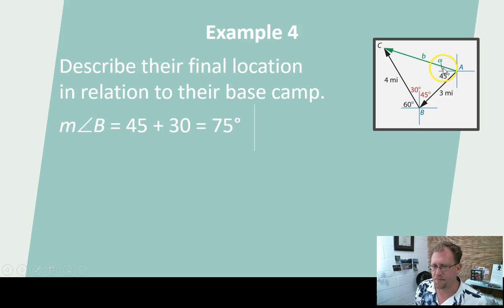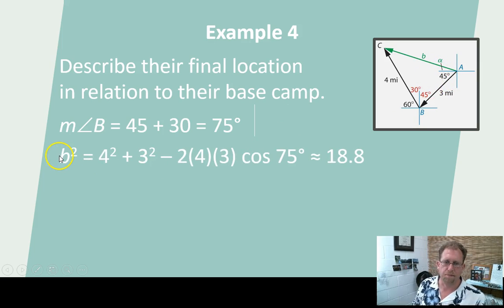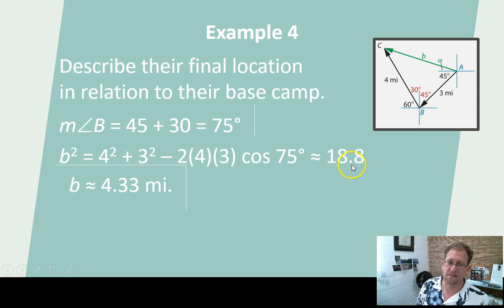This is 45 plus something. I don't know yet. B squared, this side length, the resultant vector, equals the sum of the squares of the two sides I do know, minus twice their product, times the cosine of 75 degrees, this 75 degrees that I found here. When I simplify all of that, I get 18.8. So B squared is 18.8. Square root that: 4.33. There you go.